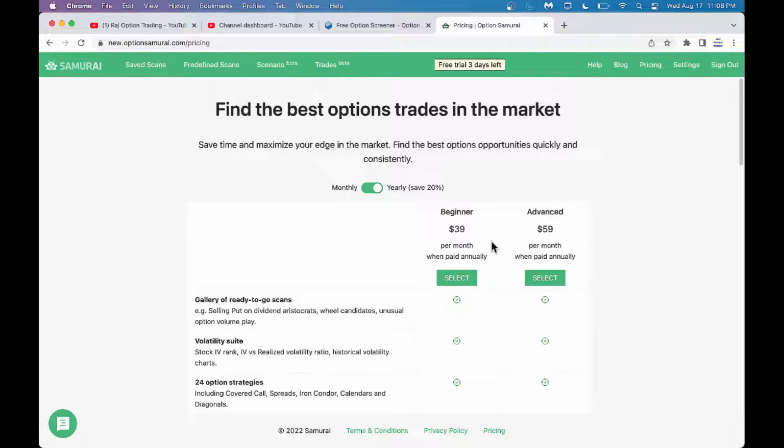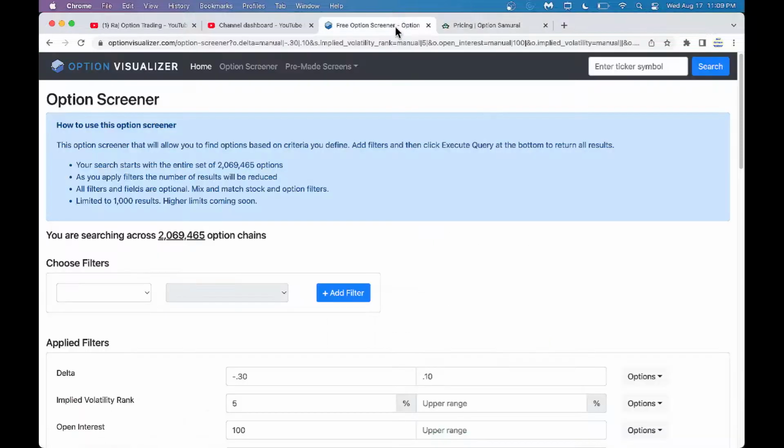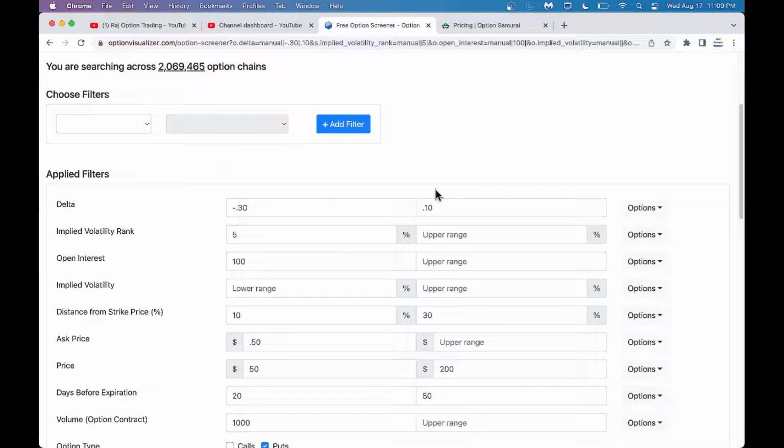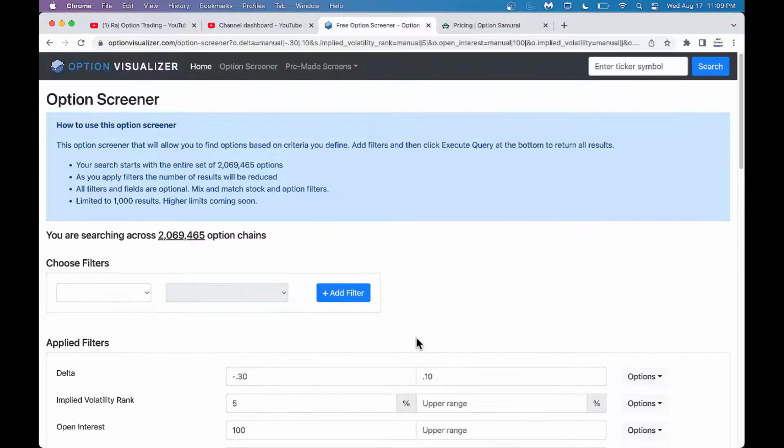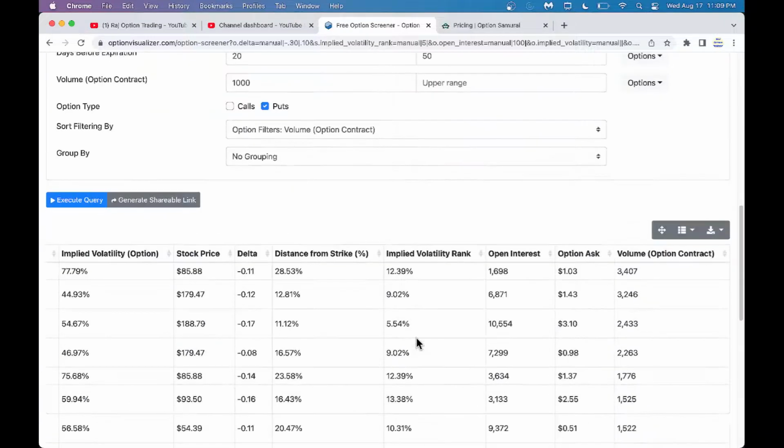And for the folks who don't want to pay any money, you could look at a free scanner here. Look, it's called Option Visualizer. As you can see here, it's a free scanner. You got a wealth of information here. You could look at delta. I said delta minus 30 to minus 10. And we got so on and so forth. This is my put option selling scanner here. You could look at the ideas here.